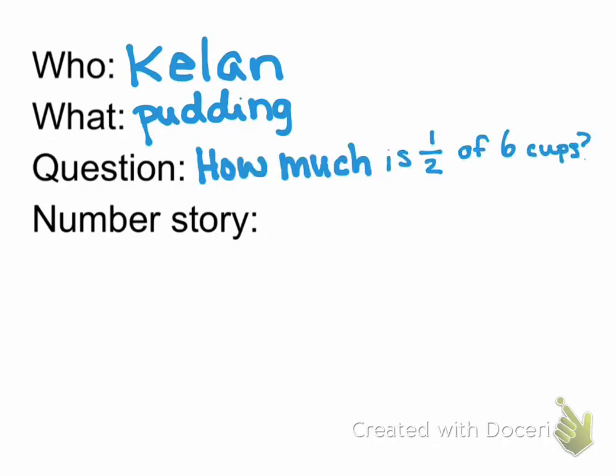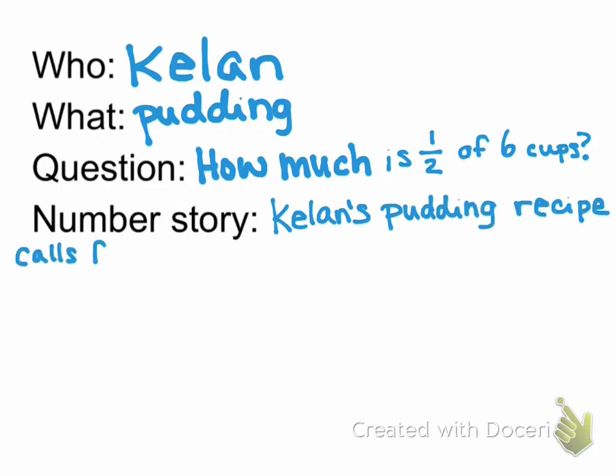Now that I've answered these 3 parts, I'm able to build my number story. So I'm going to build it just the way I thought of it, in order. So first, Kellen has a pudding recipe. Kellen's pudding recipe calls for 6 cups of milk. Okay, that's the first information that I made up.